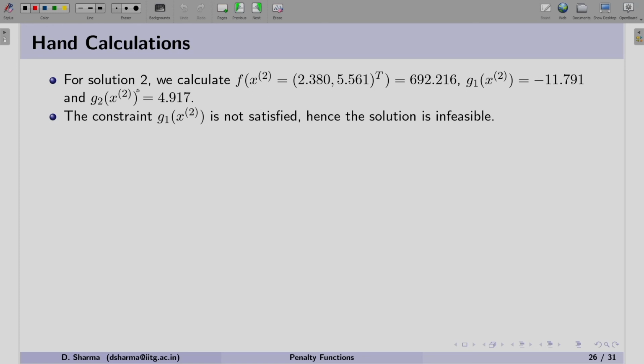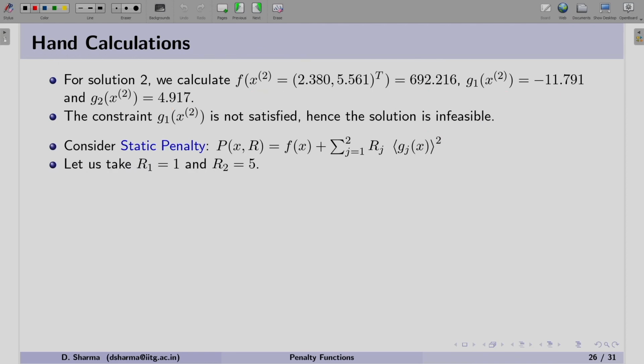In this solution 2, the objective function we calculate is coming out to be 692.216. We get a value of g1. Now you can see that the g1 value is minus 11.791, meaning the constraint is not satisfied. g2 is a plus value, meaning it is satisfied. Since g1 is not satisfied, we have to say the solution is infeasible. Since the solution is infeasible, let us see how the penalty methods will change.